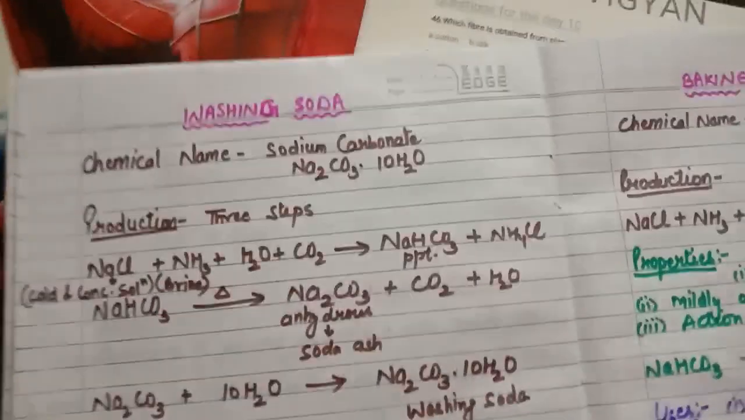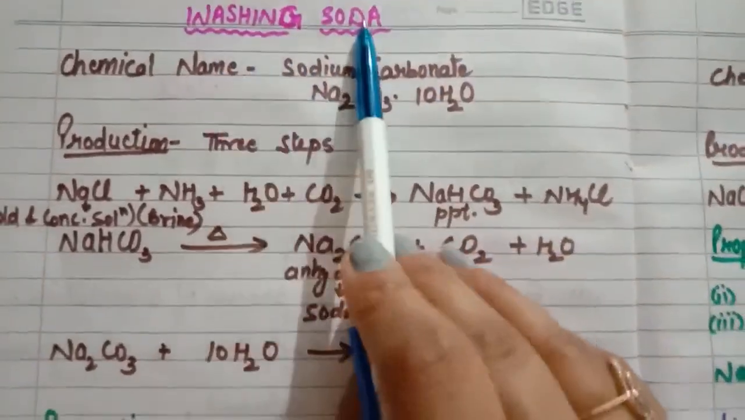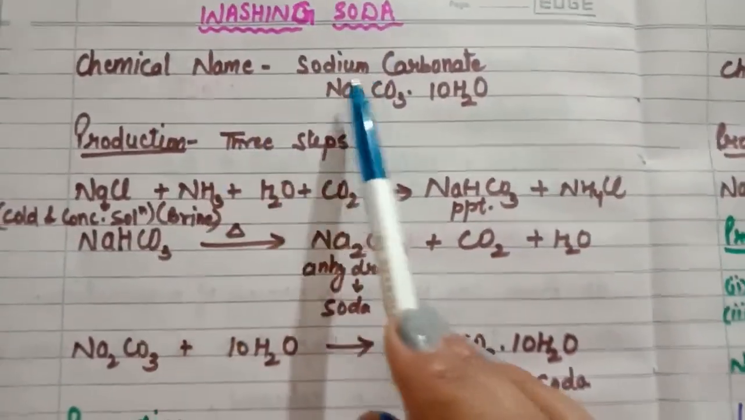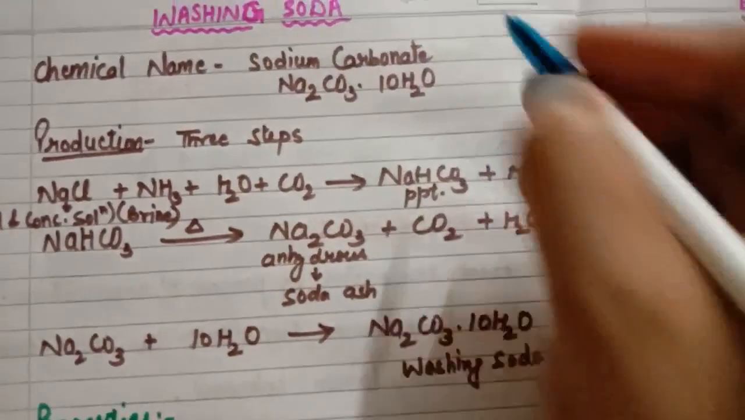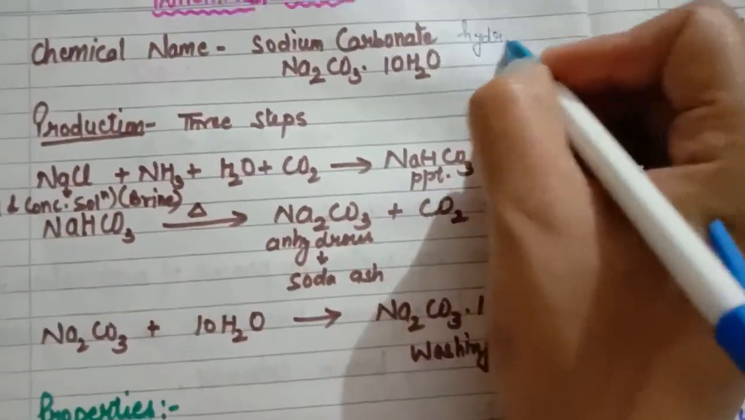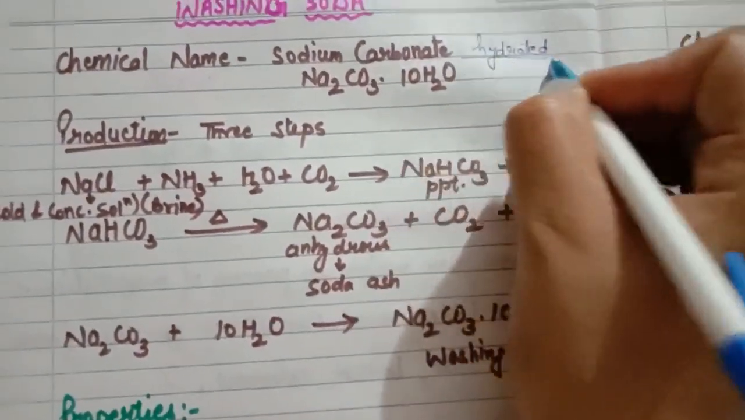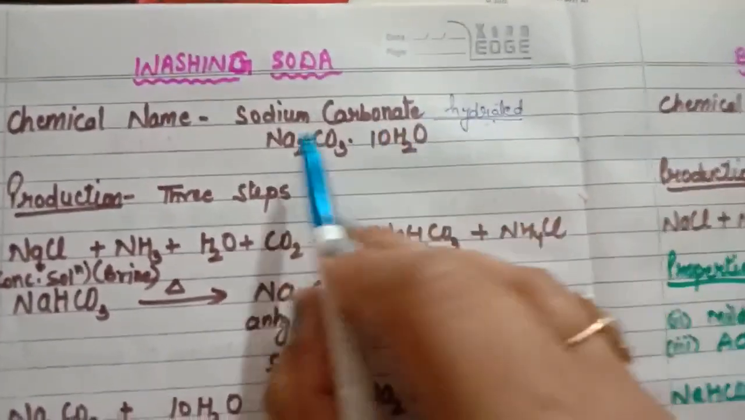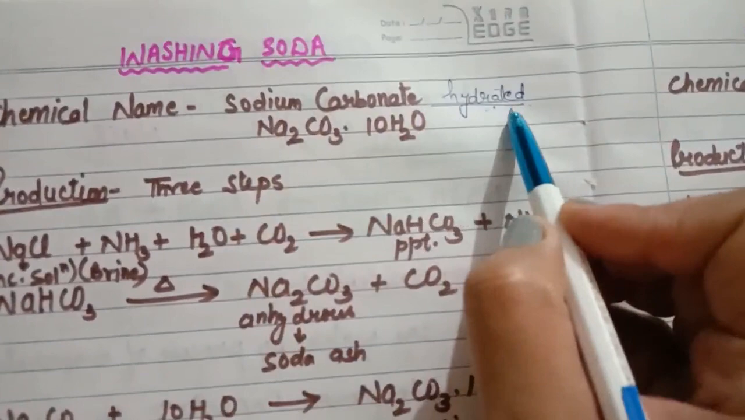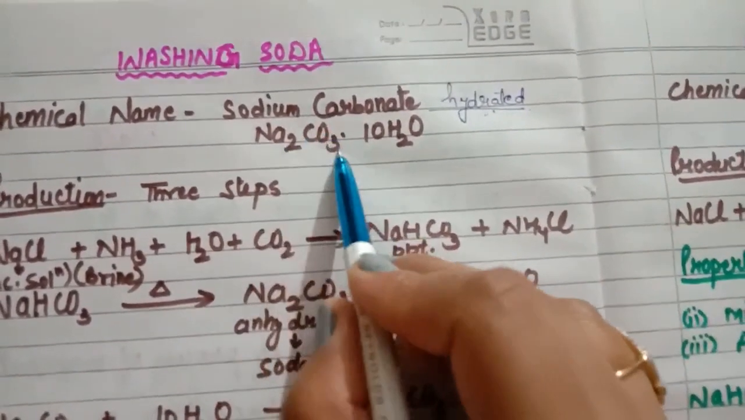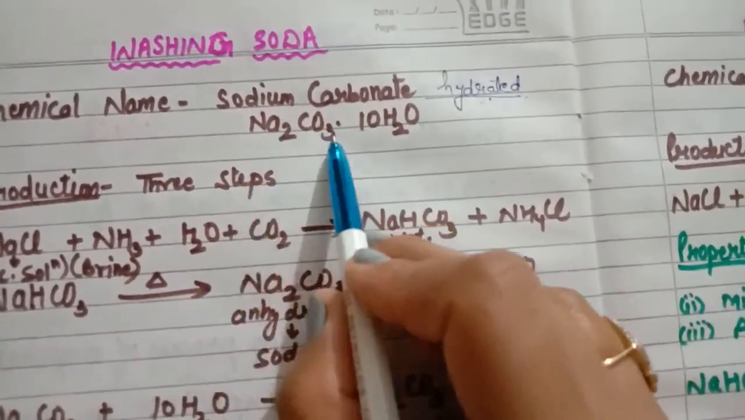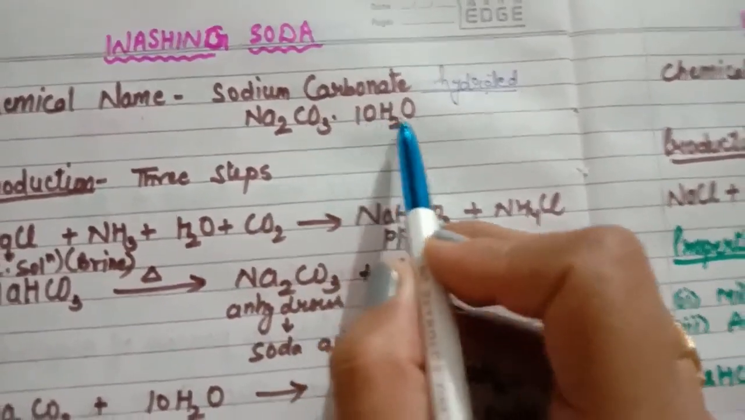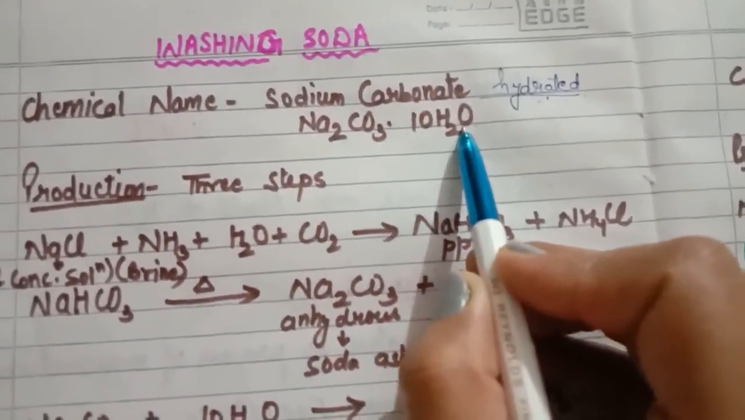So next, our salt is washing soda. Washing soda's chemical name is sodium carbonate, hydrated sodium carbonate. That means it should be hydrated, not anhydrous. This is hydrated sodium carbonate, Na2CO3.10H2O: sodium carbonate with 10 molecules of water of crystallization.